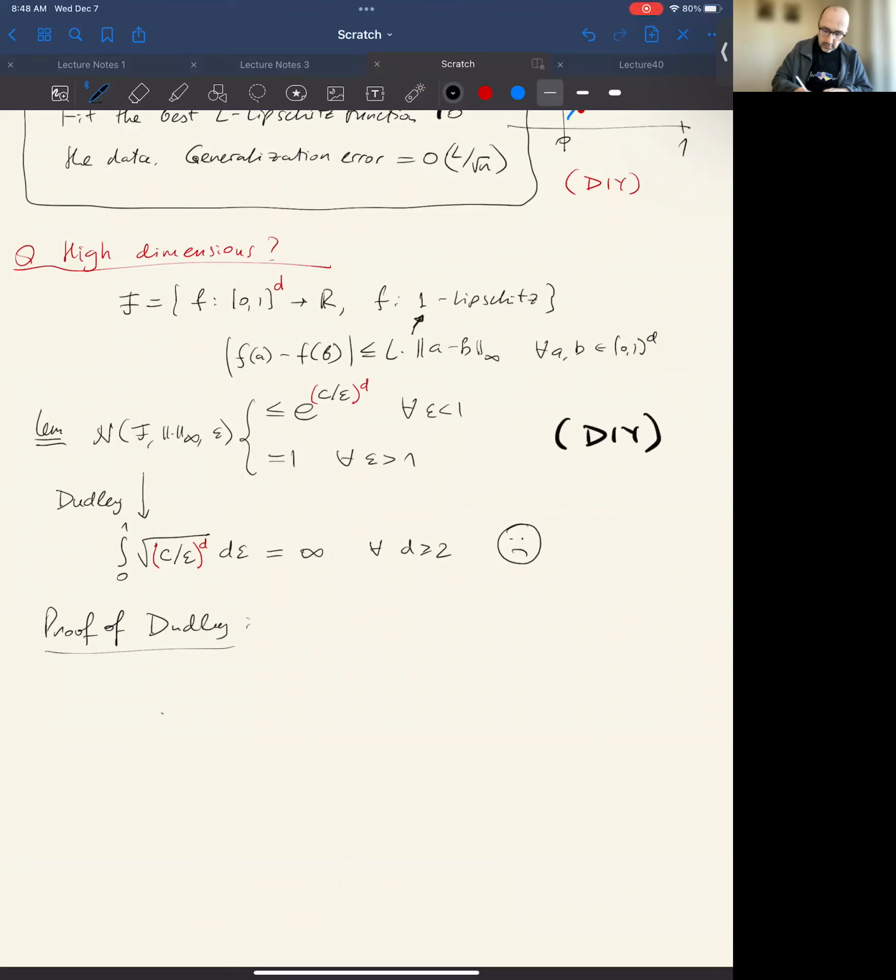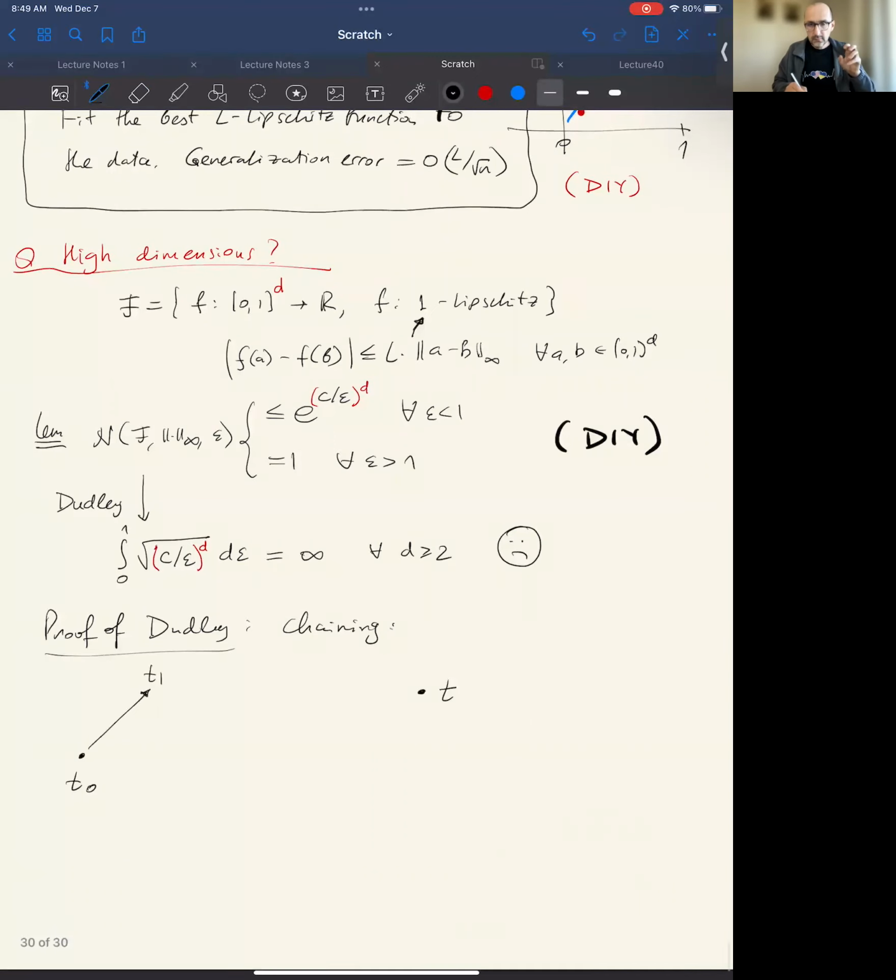The whole proof of Dudley is chaining. This is a proof by picture. We establish a chain between t, the point where we want to be, and t0, the reference point, by walking in steps. First to t1, and t1 is in the epsilon net, and then we make a finer epsilon net, so the approximation increases and increases, t3, and then there is t4, and so on and so forth. And then eventually we converge on t.